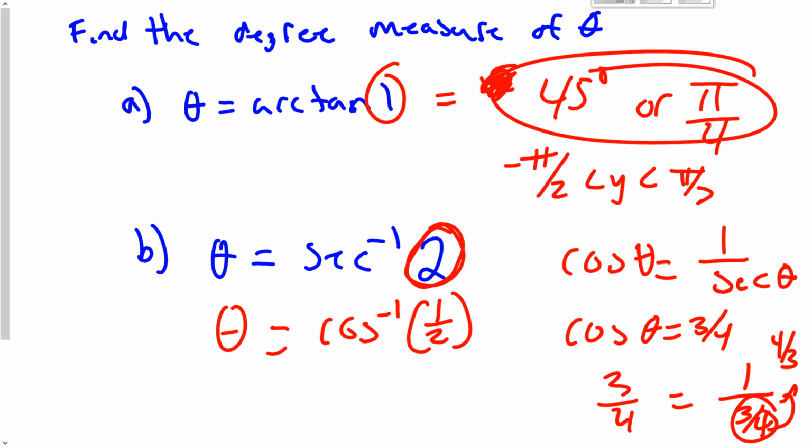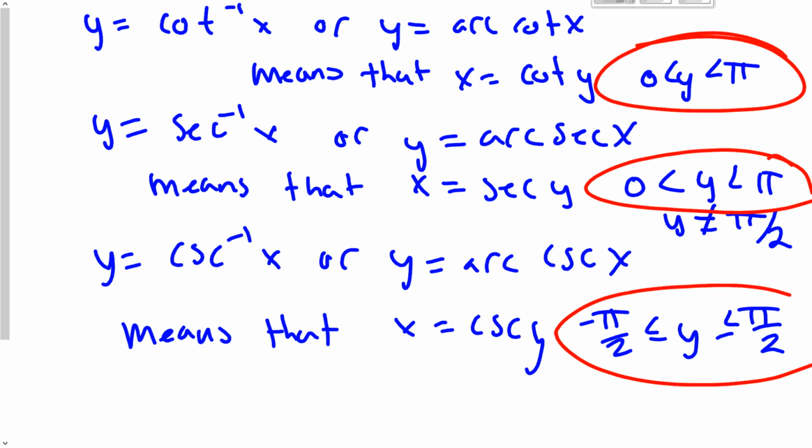So now I can go ahead and look at this. What angle produces a 1/2 for cosine? Well, that is a 60-degree angle. So theta equals 60 degrees, or you can put it in radians, which is pi thirds. Okay, so there is that. If you need to, go ahead and pause this and jot this down if you don't have it.